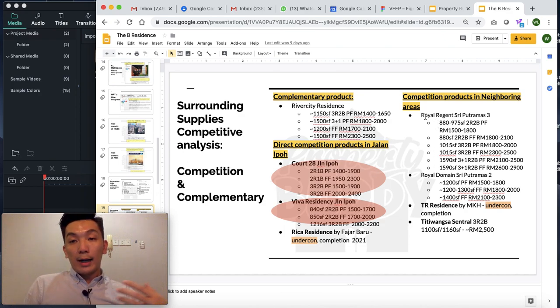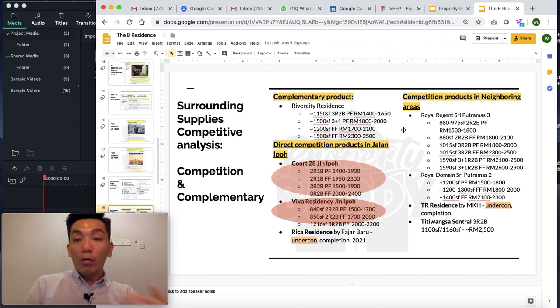So other than that, the other competition products in the neighboring areas could be Royal Region, Sri Putama 3, Royal Domain, TR Residence, which completely fit into competition product in neighboring areas, and of course Titi Wangsa Central. Titi Wangsa Central is a 3-bedder, 2-bathroom. So the Birch has 2-bedder and 3-bedder. So why do we include this, on the same logic? When we consider competing and complementary product, always do a more thorough check, more thorough research on the surrounding area as well. So from here, what does the data tell you?